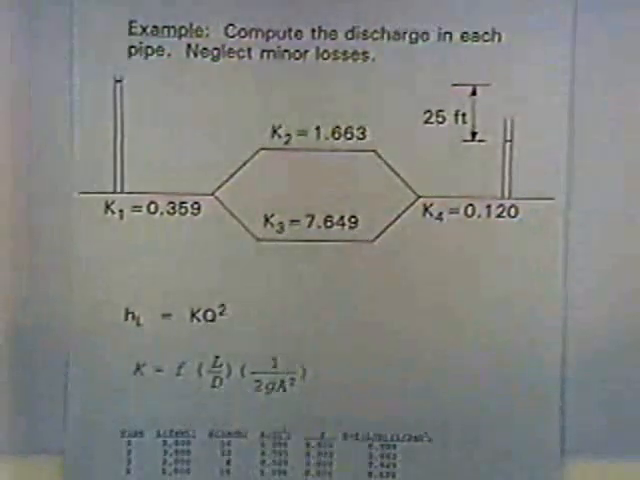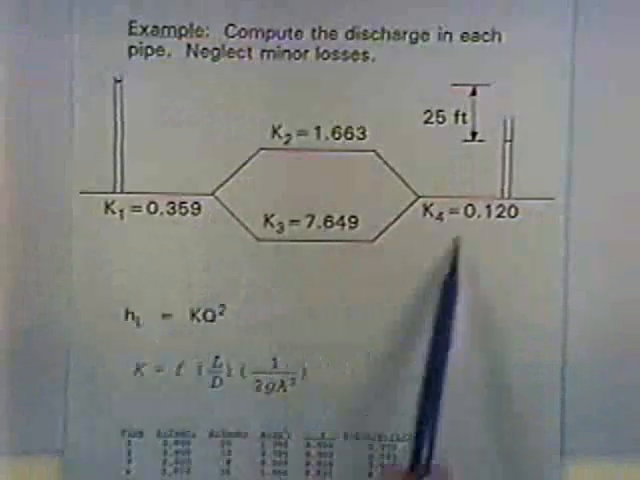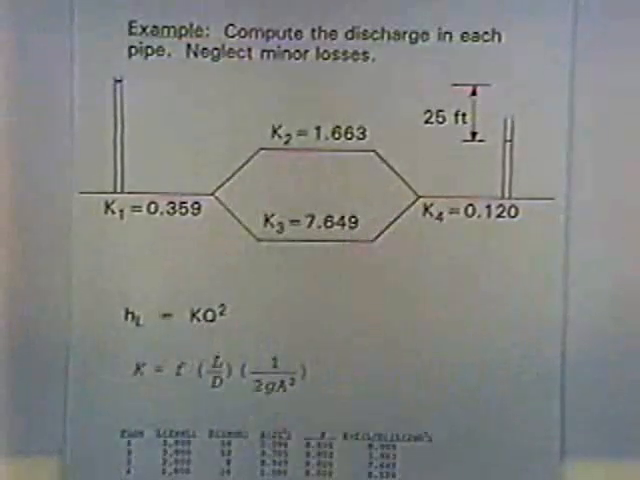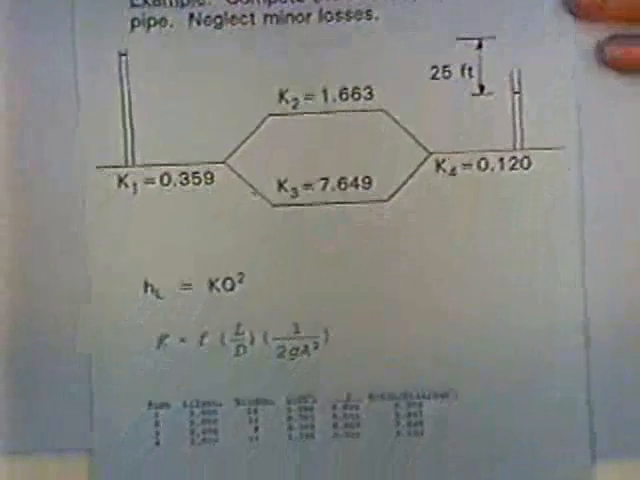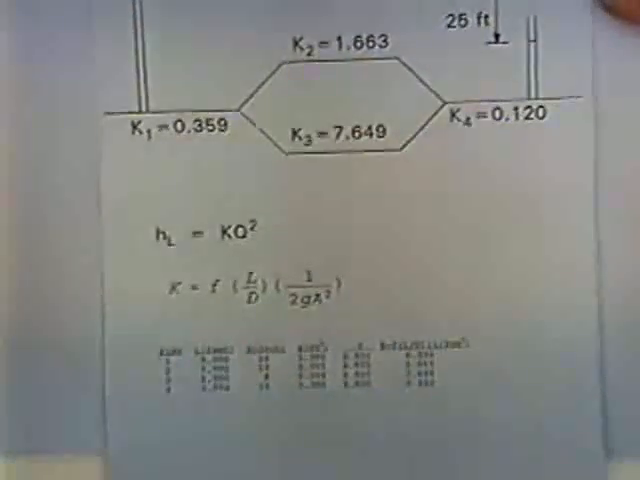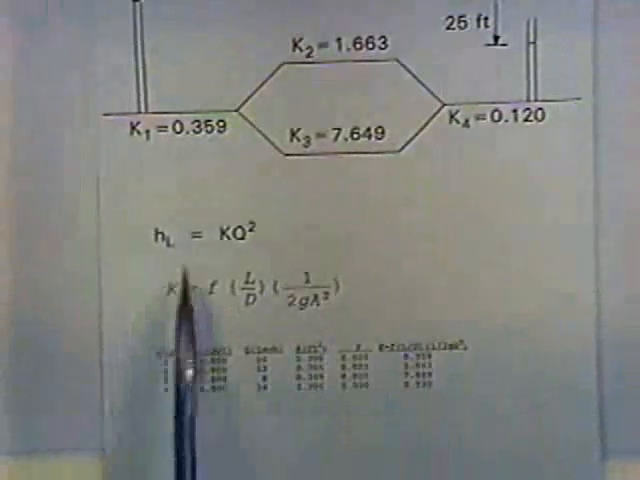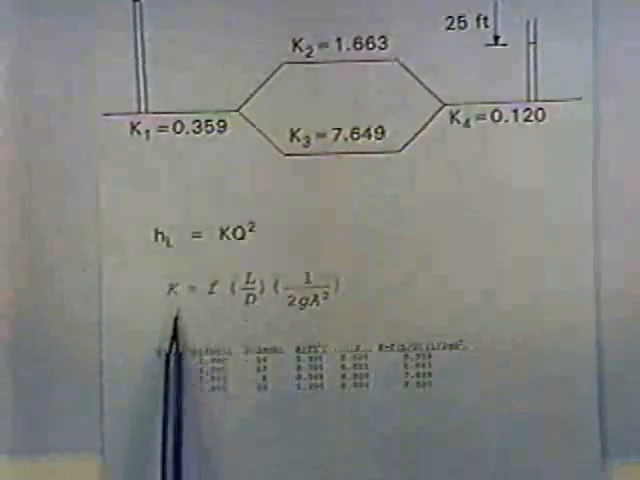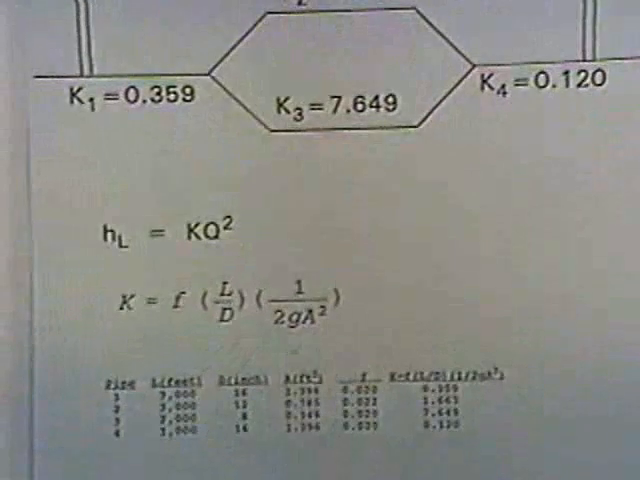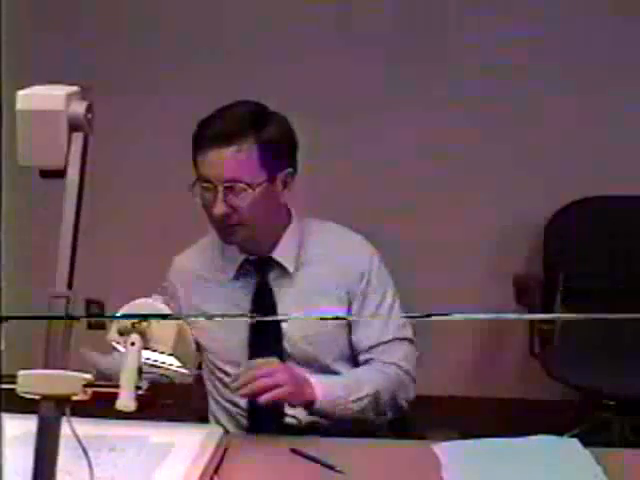The diameter and the length of the pipes and the roughness are already computed in the K values. I actually made a little table at the bottom that gives the length, diameter, area, and friction factor for the pipes, and I computed the Ks. At this point, once you know pipe characteristics, you can reduce those down to your Ks. Head loss is K times Q squared. We're using the Darcy-Weisbach expression for K. We want to compute the discharge, the flow rates in the pipes, for that head difference of 25 feet. And so we apply a bit of ingenuity using those basic relationships.